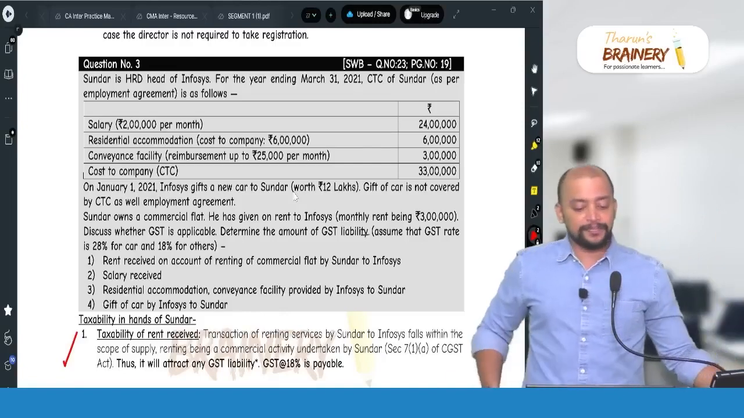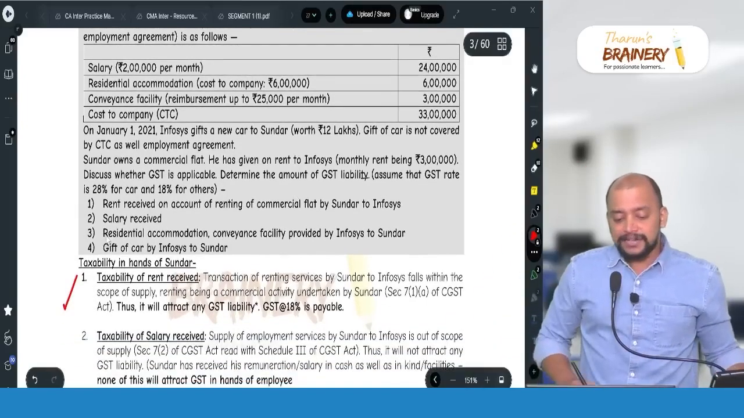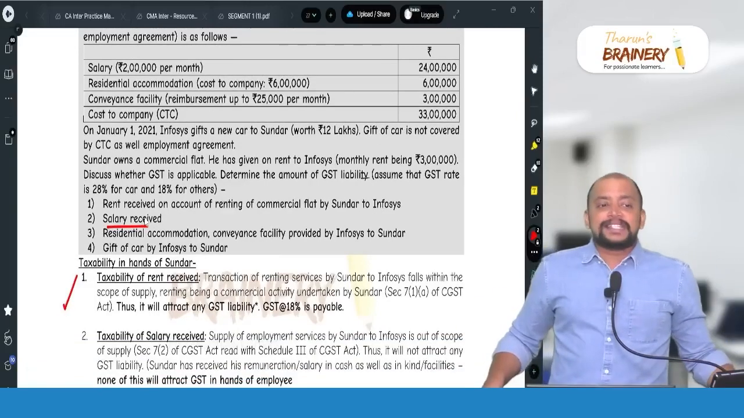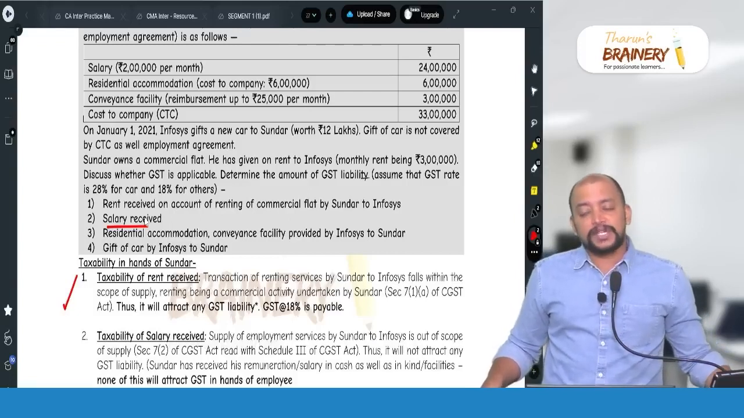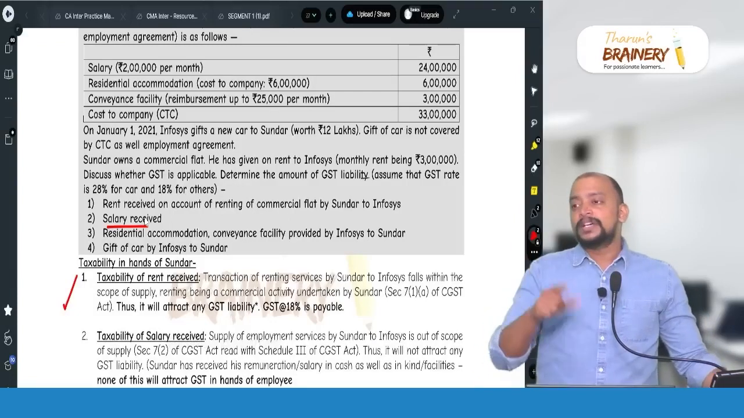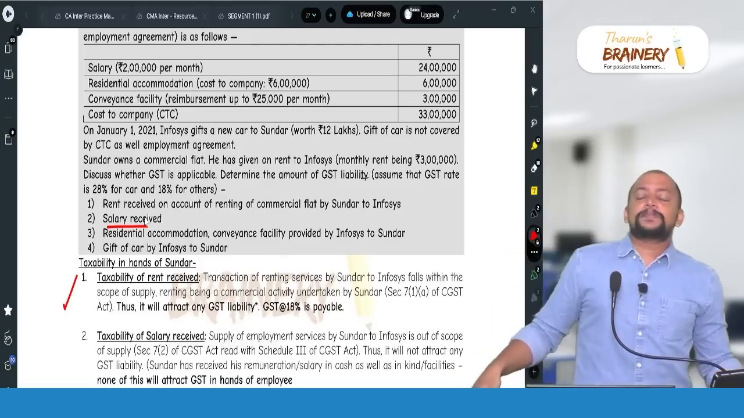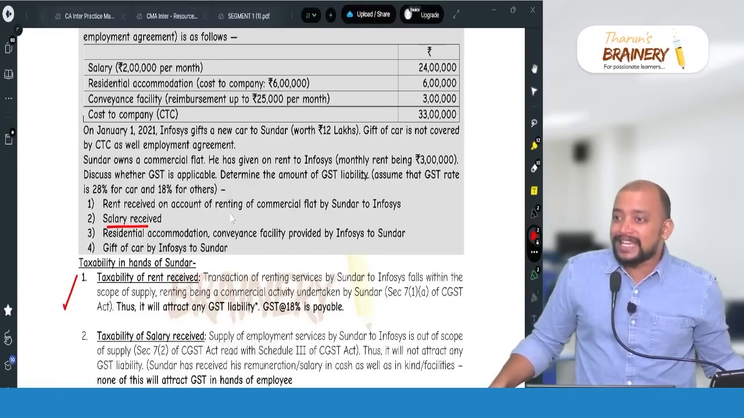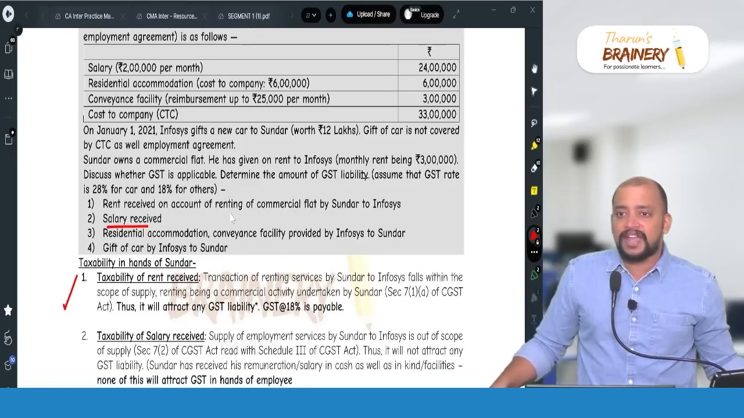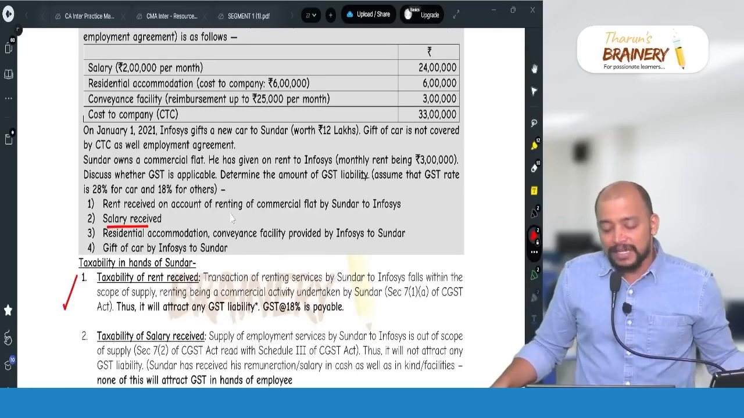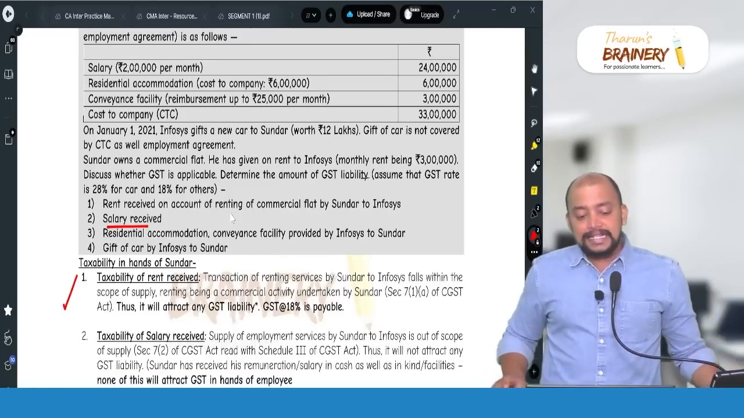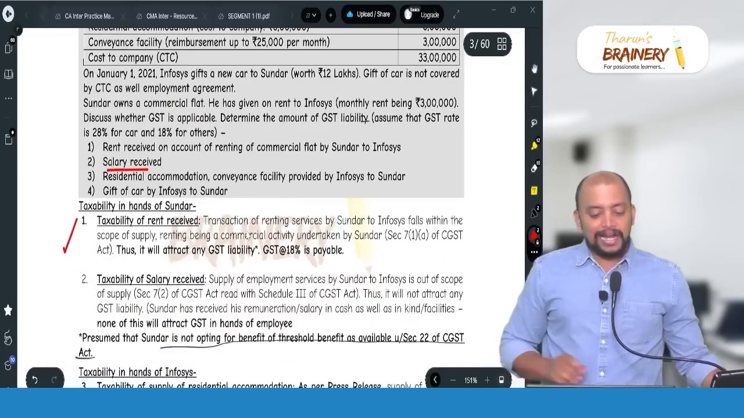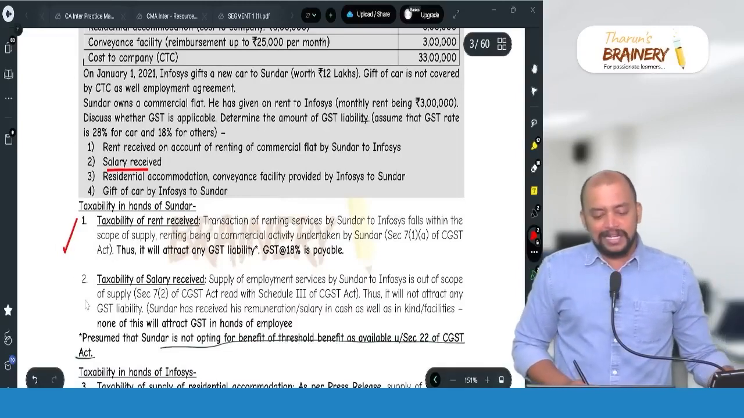Okay. Then next. Second, salary received. Salary received, we need to take it under section 7 subsection 2, read with schedule 3. Services by employee to employer in the course of employment is excluded from supply. Accordingly, the salary received by Mr. Sundar is excluded from supply and therefore GST liability shall not arise.